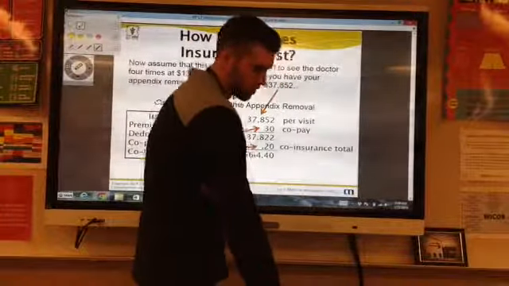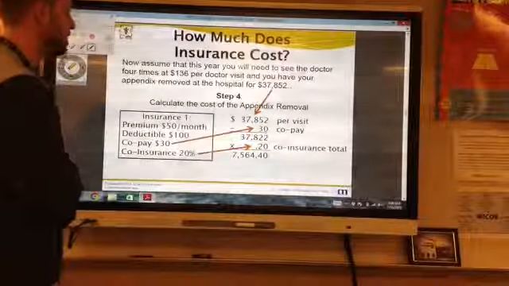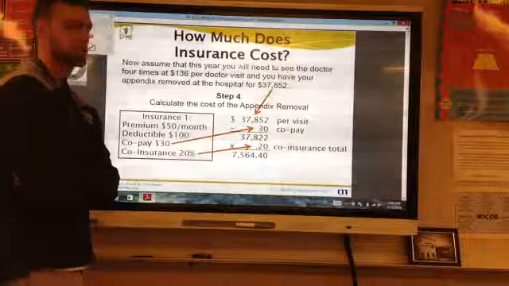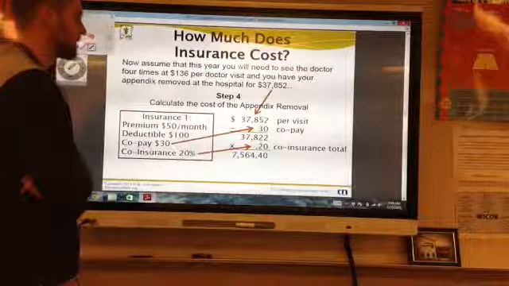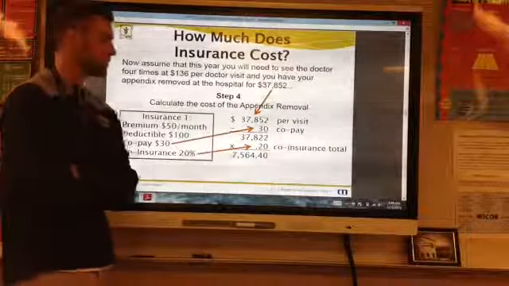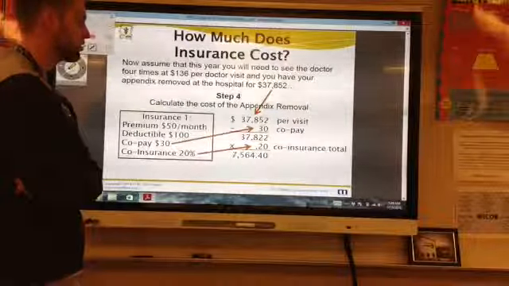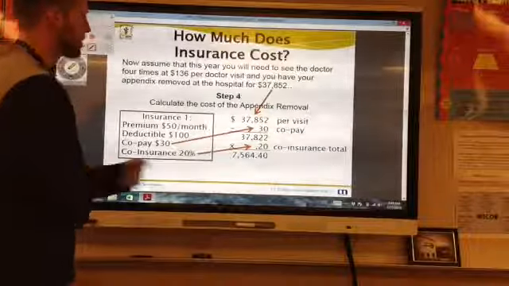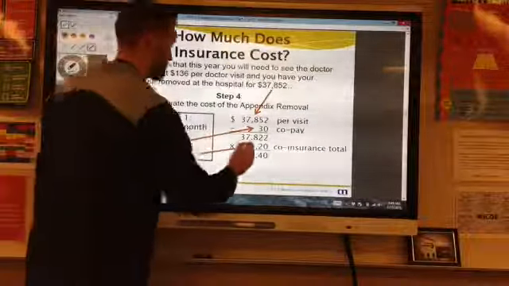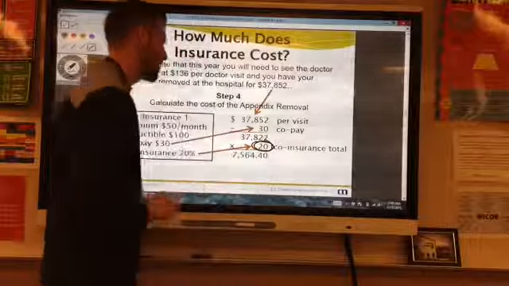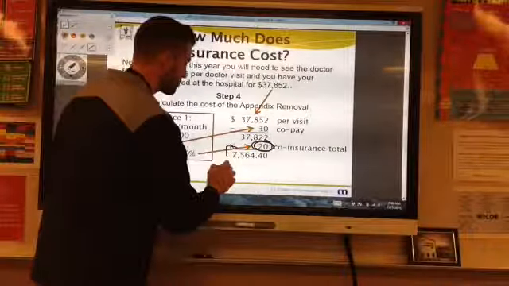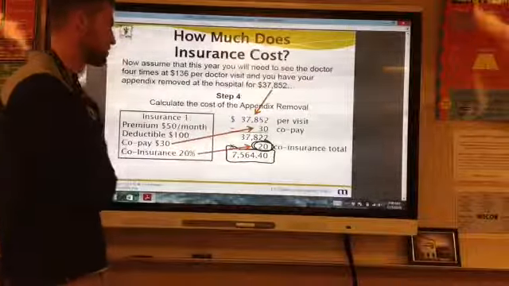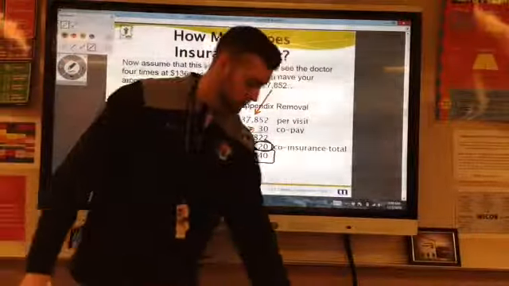Now, step 4. Calculate the cost of the appendix removal. Okay, so the visit was $37,852. We had to pay $30 just to walk in the door. Alright, subtract that out because the insurance company is not going to pick up 80% of the copay. Then we're going to pay our fair share, which is the 20% here. Alright, now we're only stuck with our appendix bill being $7,564.40. Okay, instead of the whole thing.